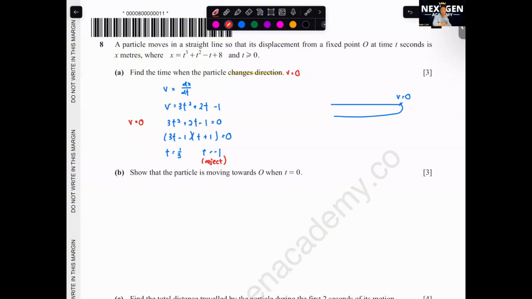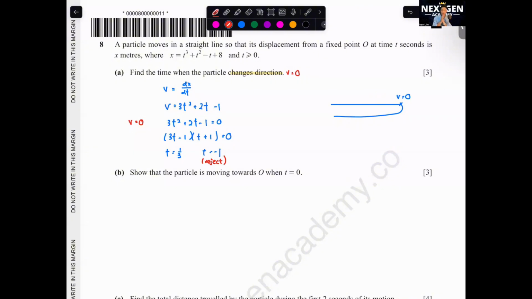Okay, anyone understands how to prove this? What do we need to check over here? When t equals to 0. So what do we need to sub t equals to 0 into? The particle is moving towards O when t equals to 0.